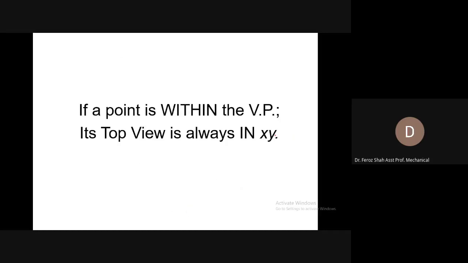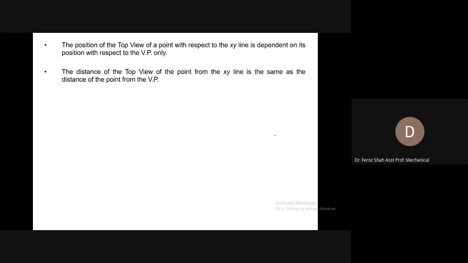So if a point is within the vertical plane, its top view is always in the XY reference line, no matter if the point is above the horizontal plane, below the horizontal plane, or within the horizontal plane. But if the point is within the vertical plane, its top view will always be within the XY reference line. So the position of the top view of a point with respect to the XY line is dependent on its position with respect to the vertical plane. It has nothing to do with the horizontal plane.